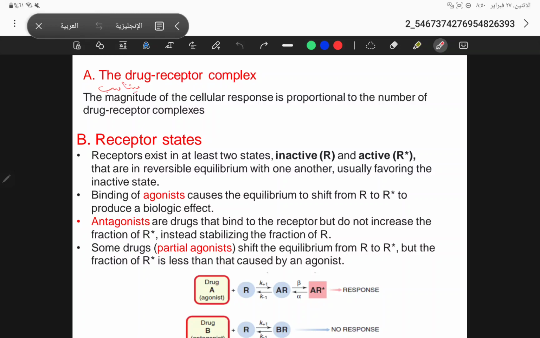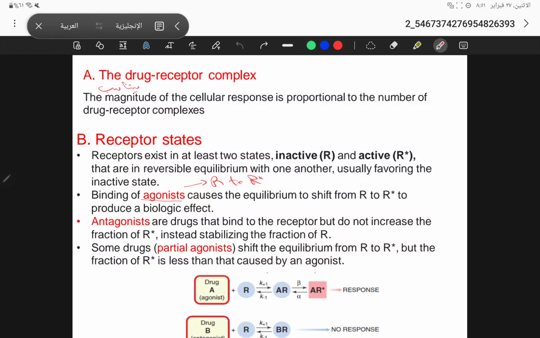Binding of the agonist, as we saw a little while ago in the previous figure, causes this equilibrium to shift from the inactive state R to the active state. So binding of the agonist will cause a shift of this equilibrium to the active state. I have more active receptors, whereas normally without activation the inactive form will be more. And therefore we will get the pharmacological action or the biological effect.